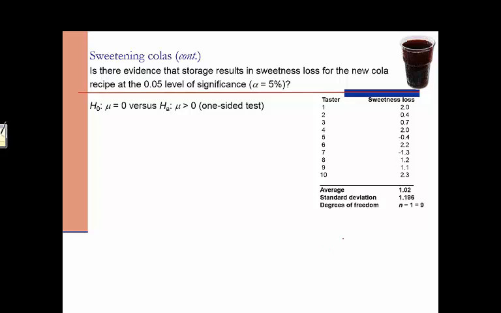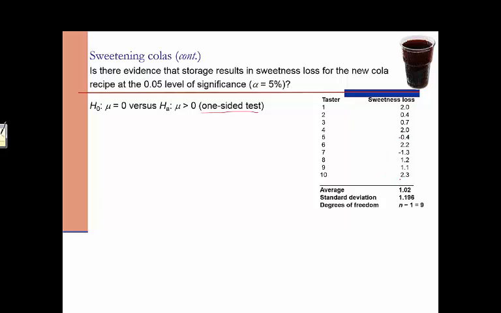So let's look at an example. You're looking at the sweetness loss for a new cola drink that came out, and alpha is 5%, so a confidence level of 95%. You're testing if there was a positive value in the sweetness loss, i.e. there was a sweetness loss. So mu is bigger than 0, so it's one-sided. You have 10 samples, 10 different tasters that tasted your product. If they gave it a positive number, that means there was some sweetness loss. If they gave it a negative number, that means there was some sweetness gained.